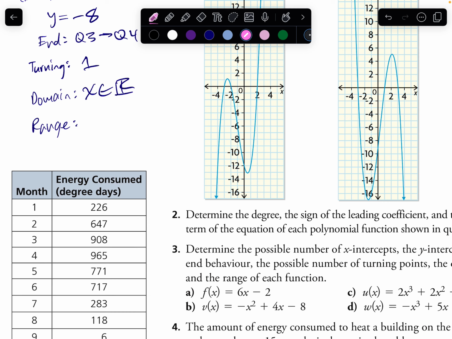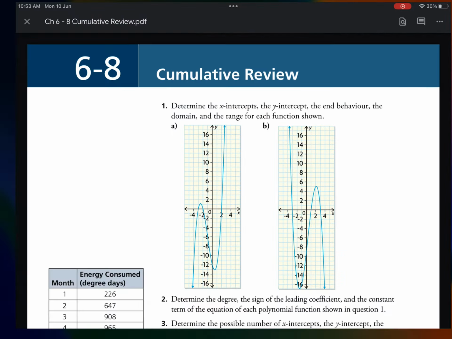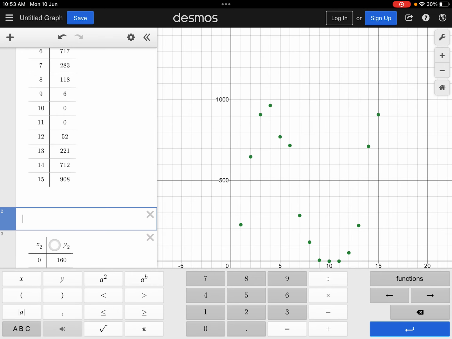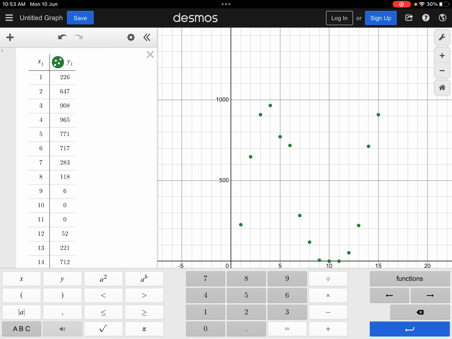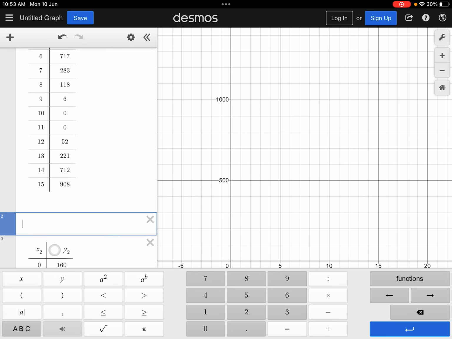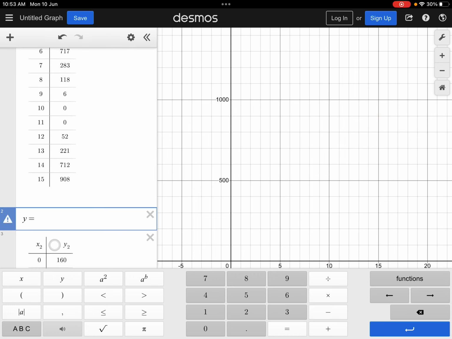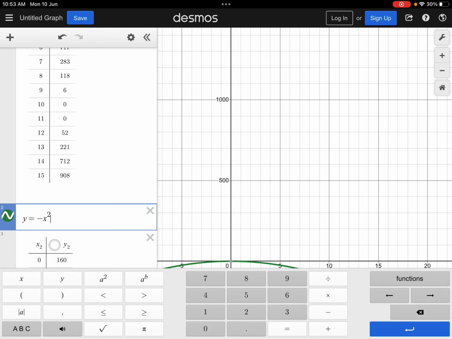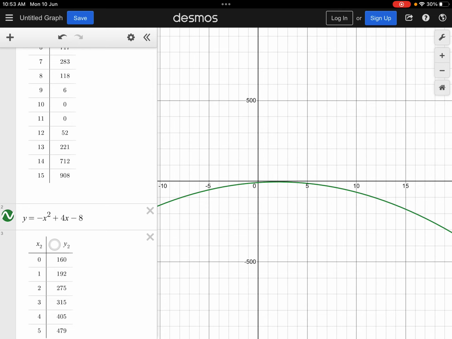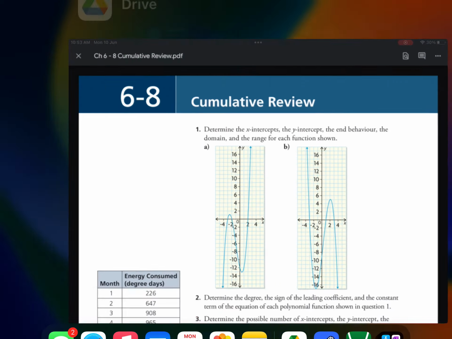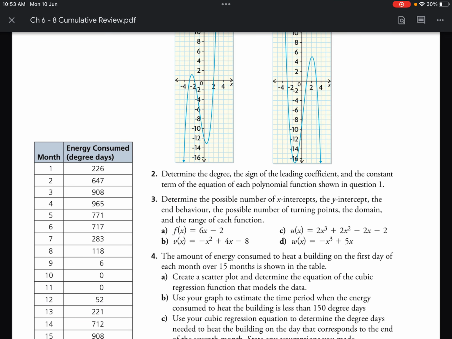Yeah, wait, what? The answer says less than or equal to negative 6. That is not correct. I'll even double check though on Desmos for you, just to make sure. I've already put all our tables in, that's why all those numbers are there. But let's chuck it in. Y equals negative x squared plus 4x minus 8. Is that the question? Yep.